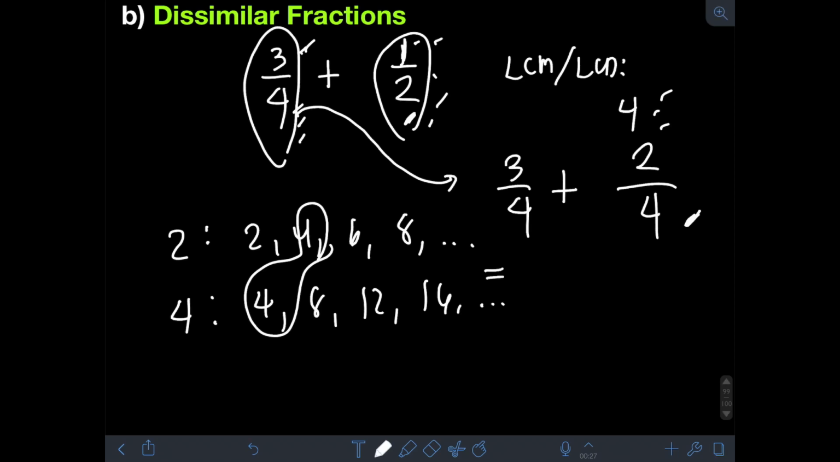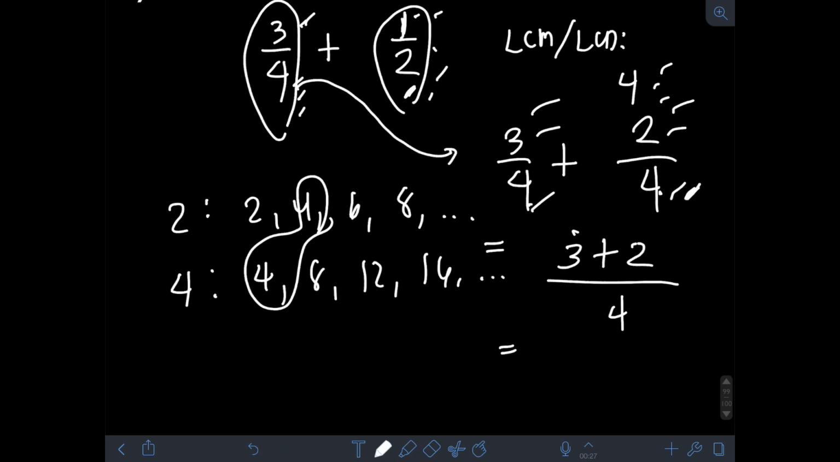So as we can see, these two fractions are already similar. They both now have the same denominator of 4. So we're going to apply the rule in adding similar fractions. That is, we simply add their numerators. So we have 3 plus 2 over the same denominator of 4. So we have the numerator of 3 plus 2, or 5, over 4.